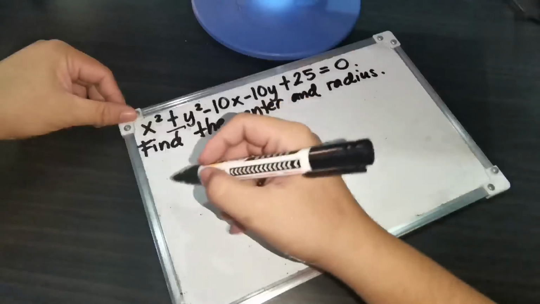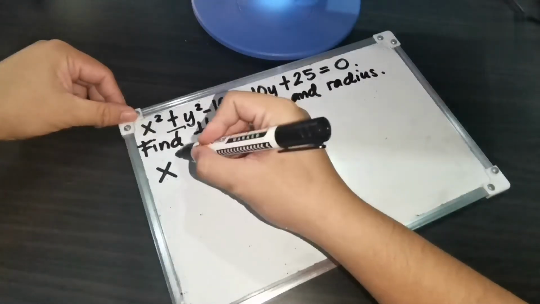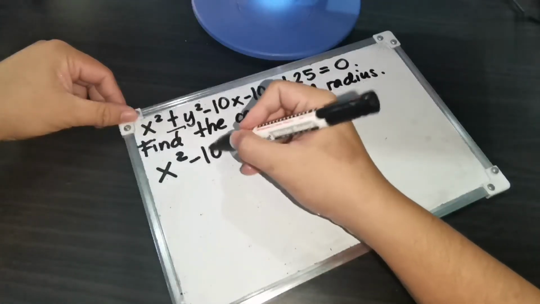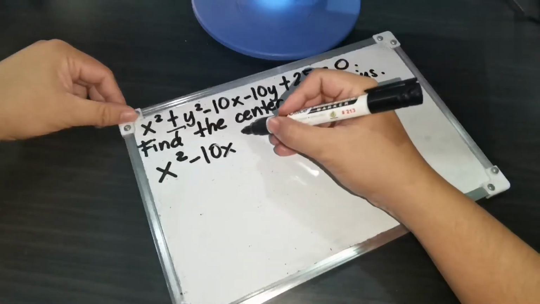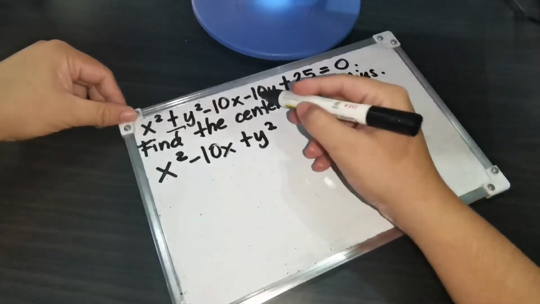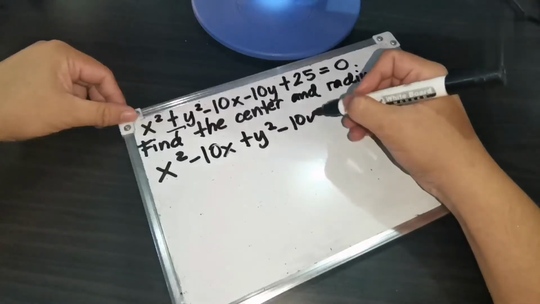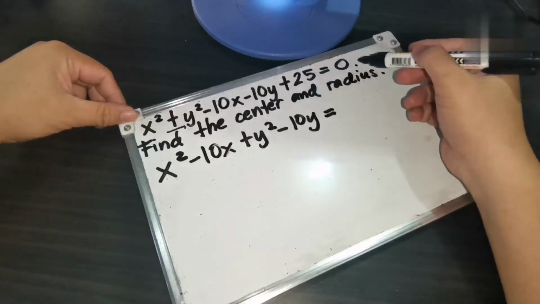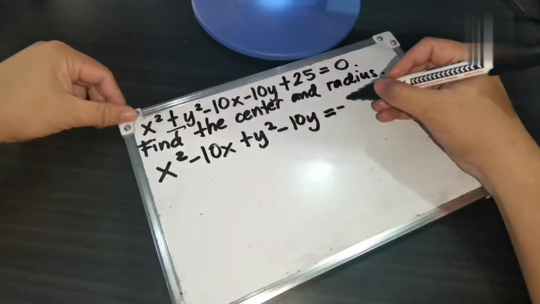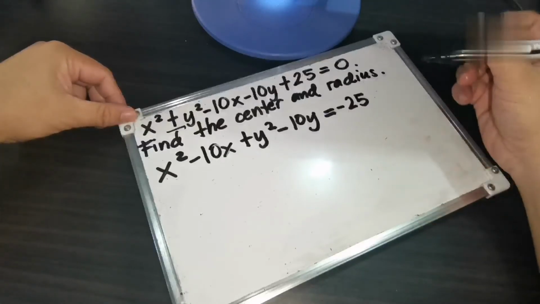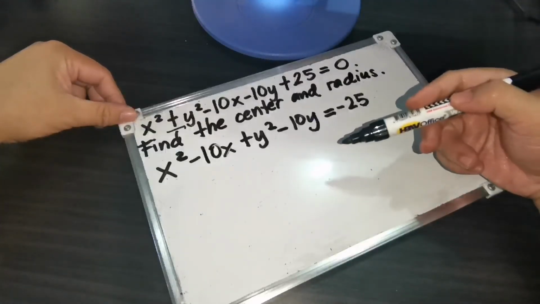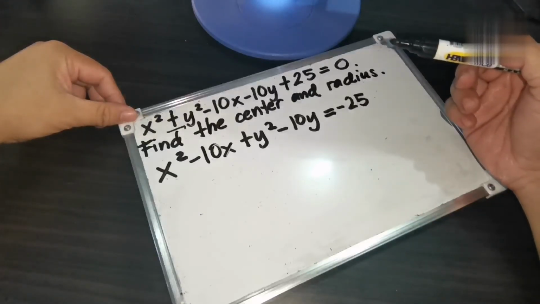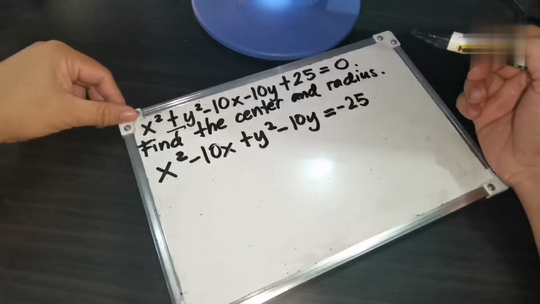Rewriting this equation, that will be x square, we copy the negative 10x, so minus 10x, then plus y square, and we copy the negative 10y, is equal to, we transfer this positive 25 to the other side of the equation, so that will be negative 25. In solving for the center and the radius of this circle, we're going to use the concept of completing the square.